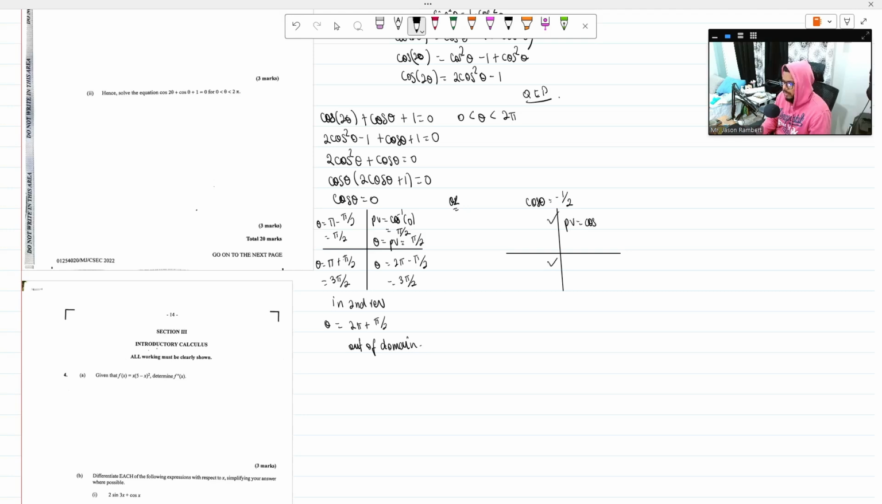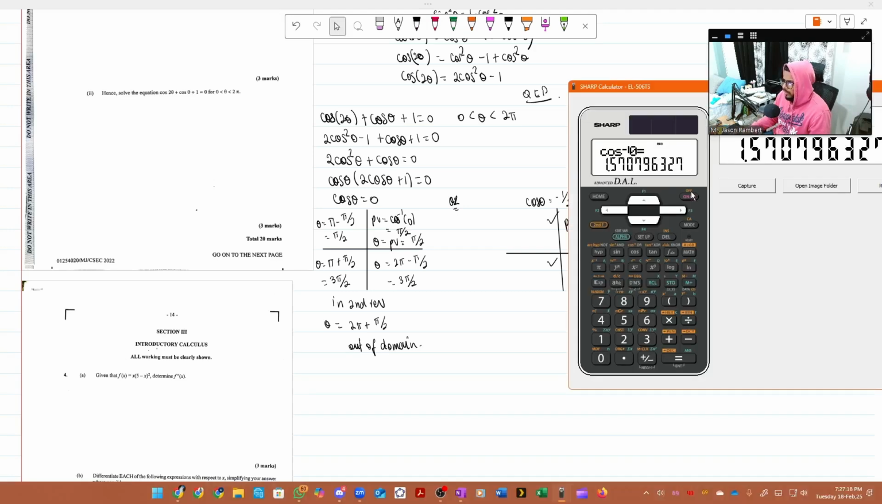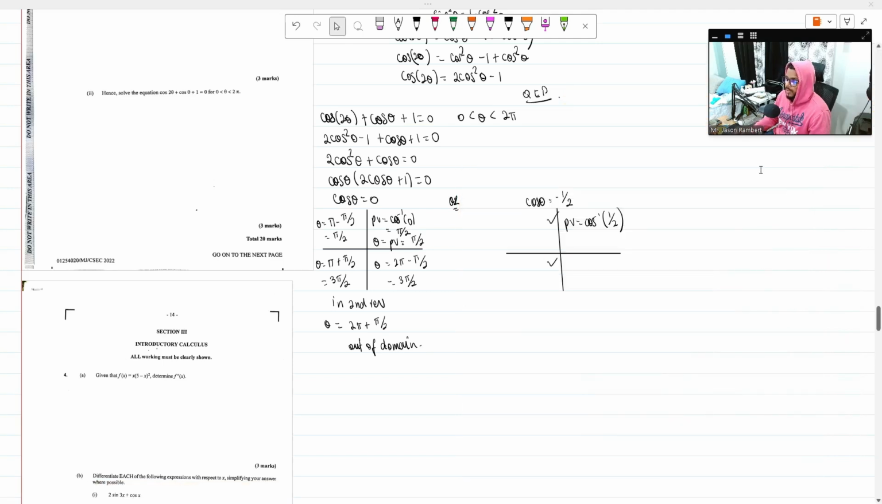Principal value is going to be cos inverse of a half. And come here, make life easy now. Change it in degrees. Cos inverse of a half is 60 degrees. 60 degrees is pi on 3. Theta is pi minus pi on 3, which is 2 pi on 3. And theta is pi plus pi on 3, which is equal to 4 pi on 3.